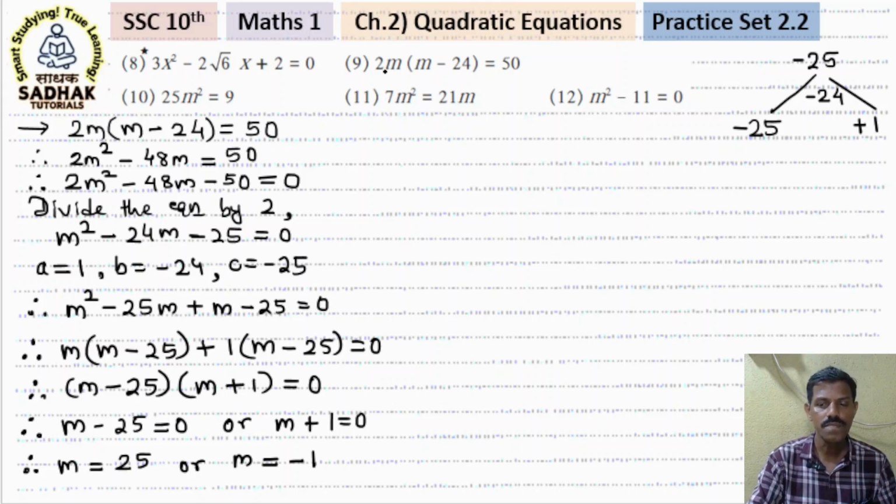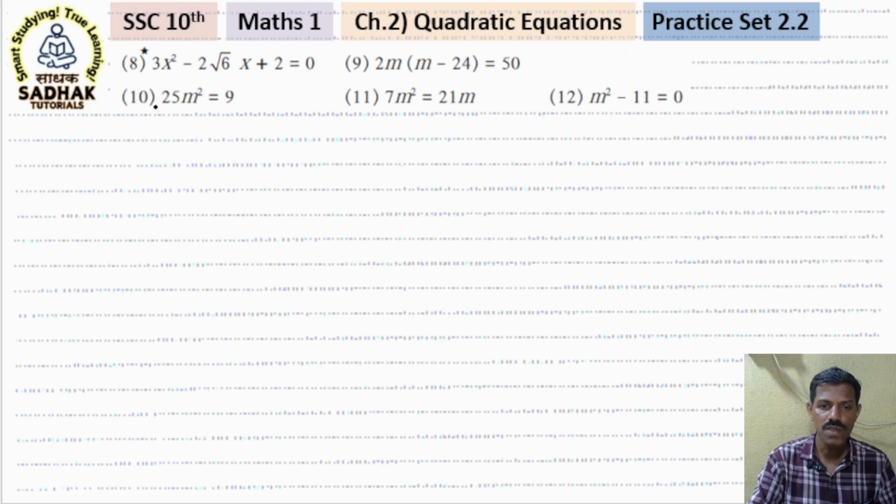Okay, chalo, now let us quickly go to sum number 10. Okay, in sum number 10 you can see the question is 25m square is equal to 9. Okay, so let us write it first.